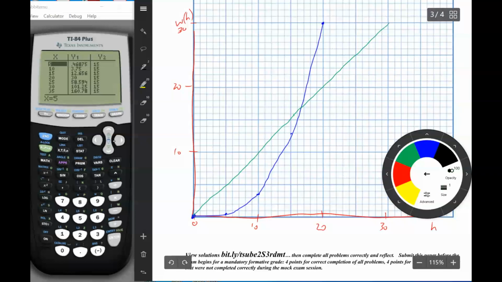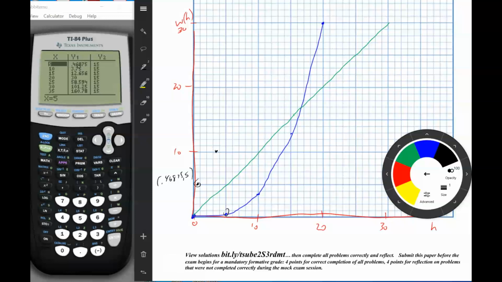So let's do the inverse. So like this point here, which was 5, 0.46875, we're going to do the opposite. So instead of 5, 0.46875, we're going to do 0.46875, 5. And that would be right there. Okay, so this point becomes that point when we invert it over y equals x. The next point, 10, 3.75, is going to be 3.75, 10.